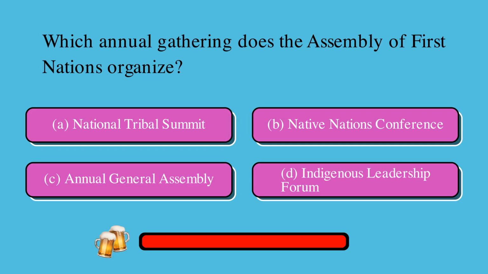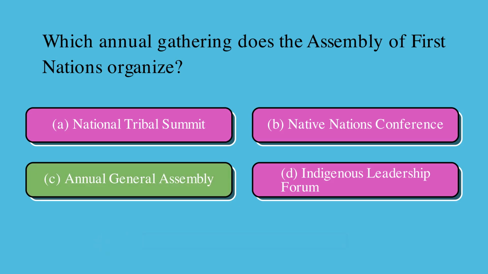Which annual gathering does the Assembly of First Nations organize? Is it A, National Tribal Summit, B, Native Nations Conference, C, Annual General Assembly, or D, Indigenous Leadership Forum? The correct answer is C, Annual General Assembly.